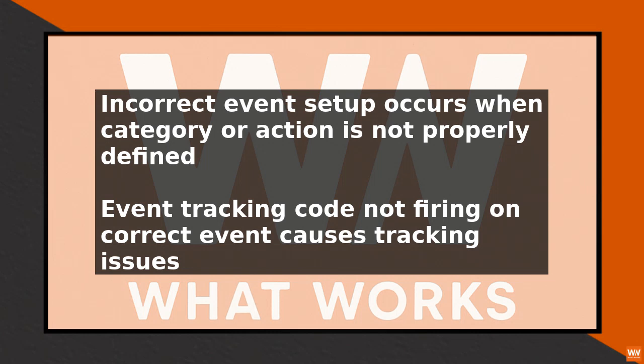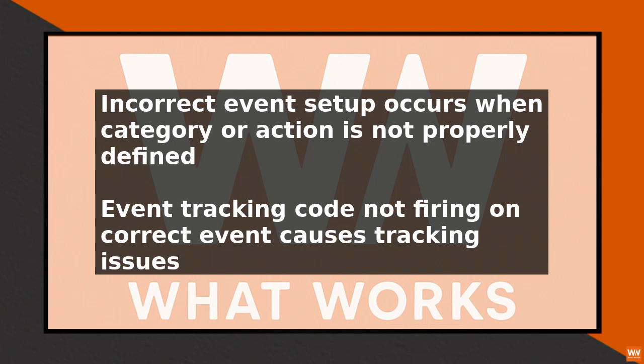This can happen when the event category, action, or label is not properly defined. For example, if you are tracking a button click, you need to specify the category as button click, the action as click, and the label as the name of the button. If any of these fields are missing or incorrect, the event will not be tracked properly.